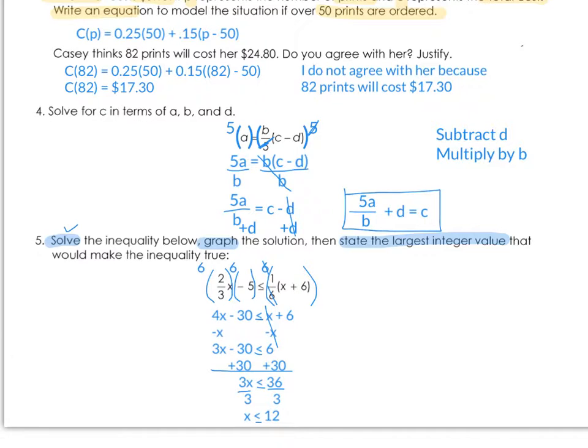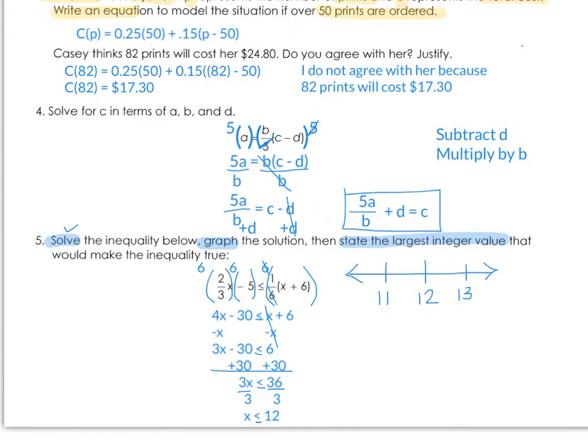But now I need to graph. So remember, to graph inequalities, we have to use a number line. And then we have to say, okay, where am I starting? And that would be my solution, which was 12. And then we pick 1 point higher, which would be 13, and 1 point lower, which would be 11.